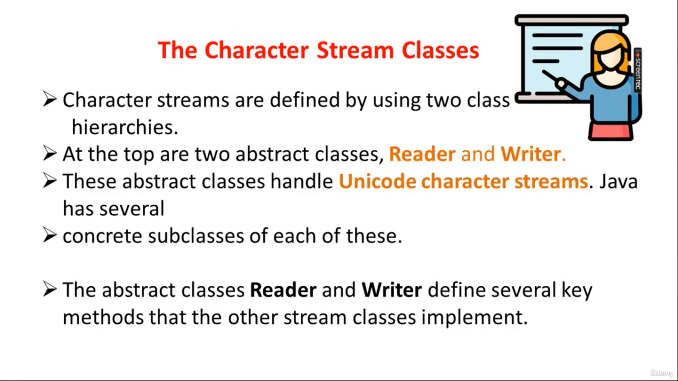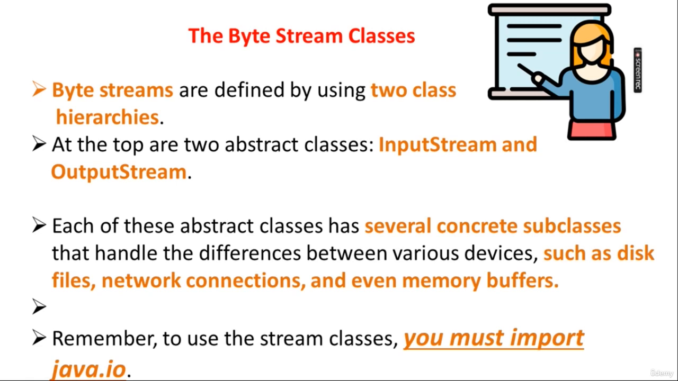Character stream classes are defined by using two class hierarchies, reader and writer. At the top are two abstract classes, reader and writer. These abstract classes handle Unicode character streams. Java has several concrete subclasses of each of these. The abstract classes reader and writer define several key methods that other stream classes implement. So the base classes of character streams are reader and writer, which handle Unicode character streams, and the base classes of byte streams are input stream and output stream.